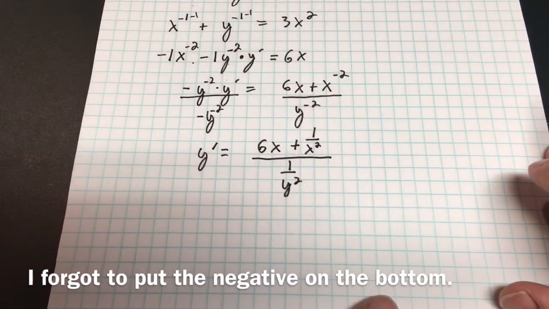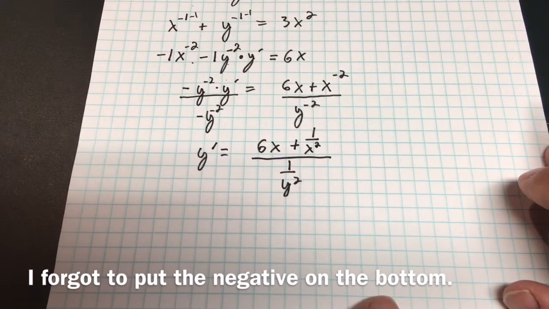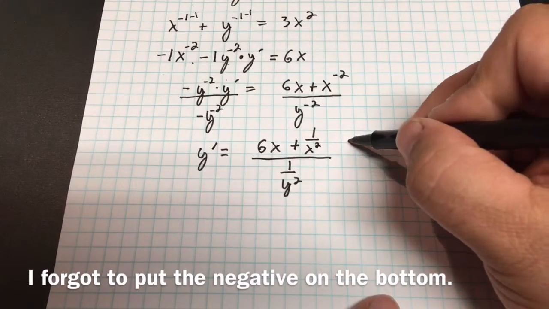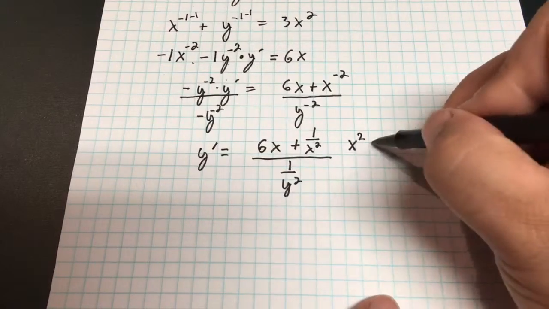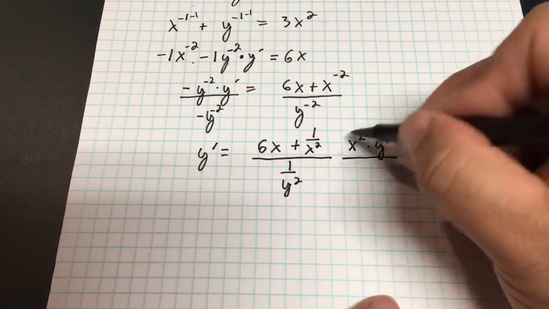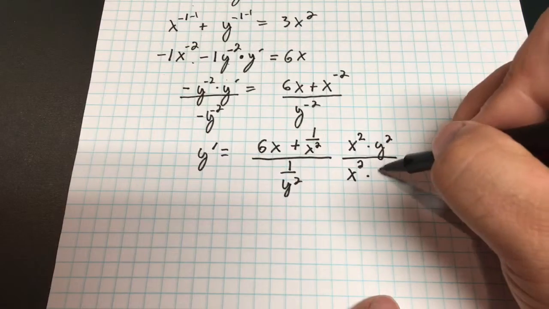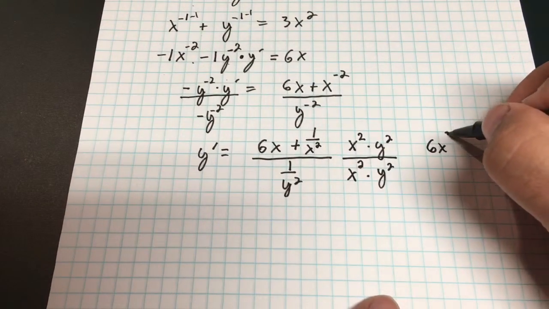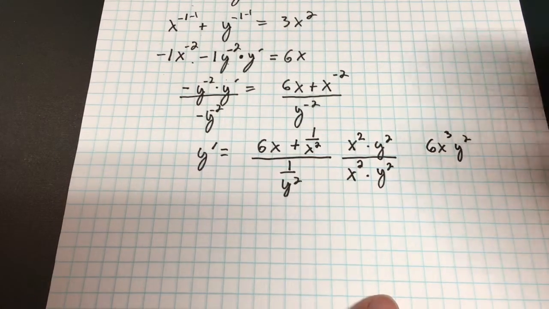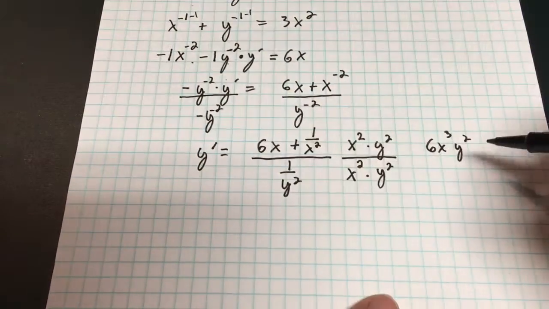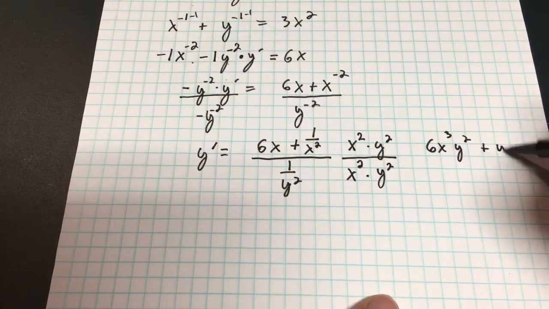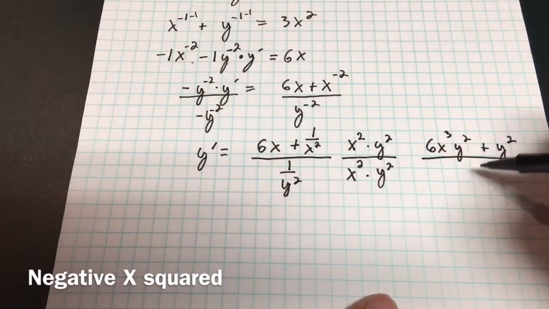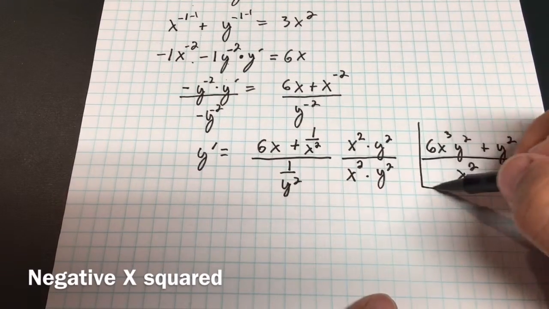And no calculus teacher in their right mind will let you get away with that answer. So we're going to simplify it. And the way I'd like to simplify this is use the common denominator x squared, y squared. I'm going to multiply the top by that and the bottom by that. Technically, I'm only multiplying it by 1. And that's going to give me 6x cubed y squared plus y squared, because the x squared cancels out with the x squared, all over x squared. And that should be my final answer.